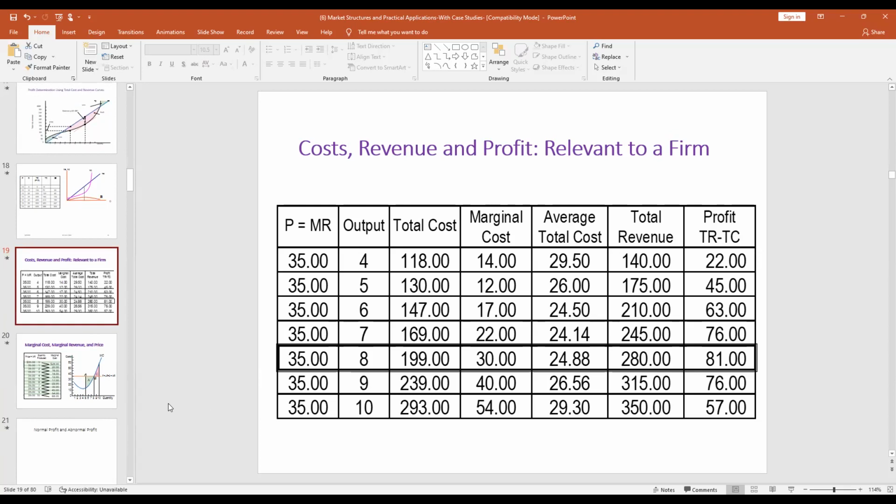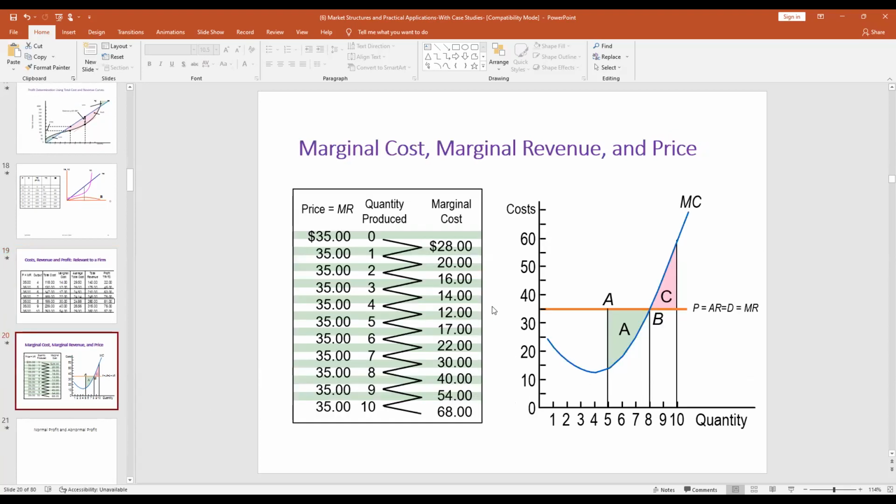Now we are going to calculate this situation by using the MC-MR principle. The MC curve is going like this, if you can remember how we drew the MC curve. This is the MR curve. MC equal to MR, this is the point. At this point, we want to check what the quantity is. Then quantity times price, we can calculate TR.